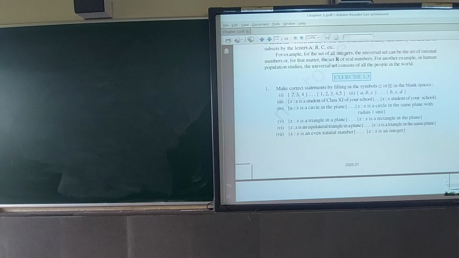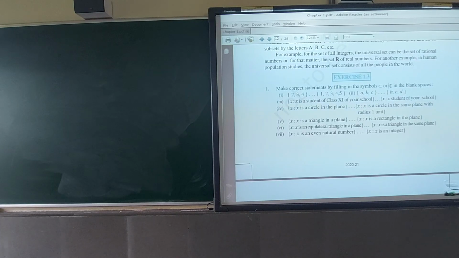Now the fifth also: x is a triangle in a plane, and here a rectangle, so all the triangles do not come under the rectangle. This is also not a subset. Then the sixth one: x is an equilateral triangle in a plane, and x is a triangle in the same plane. Yes, all the equilateral triangles come under the triangles only.